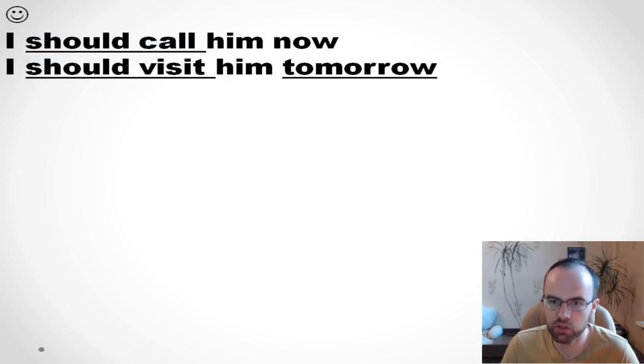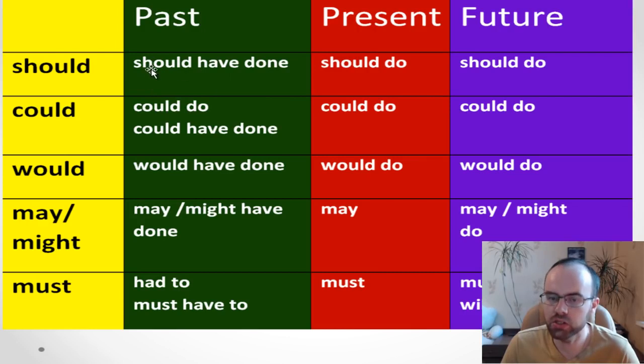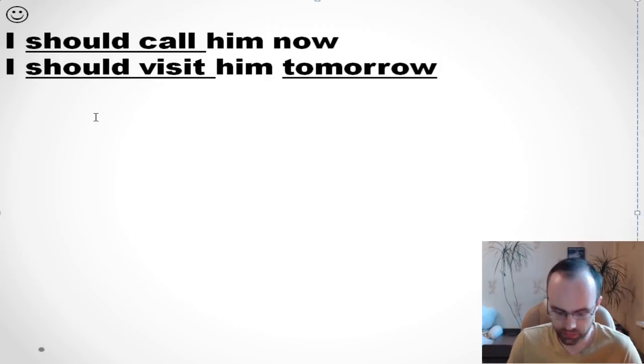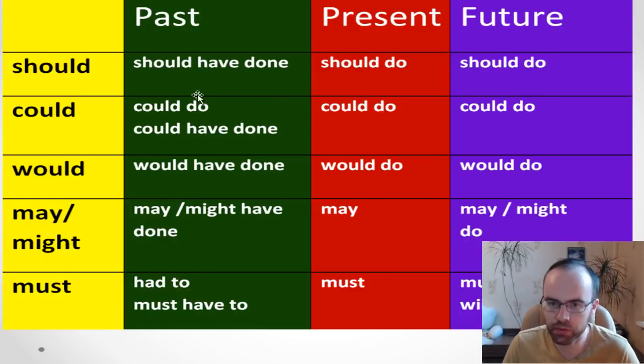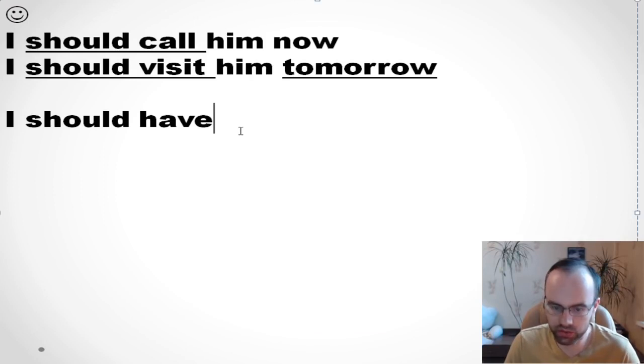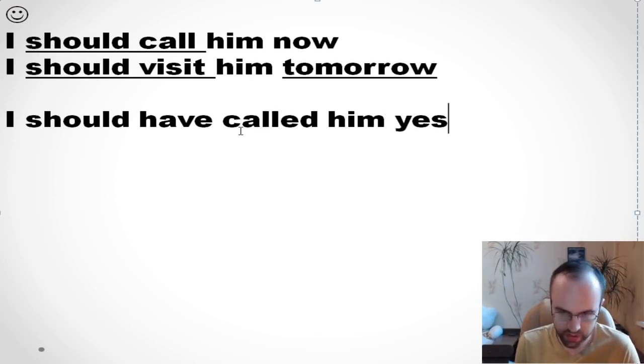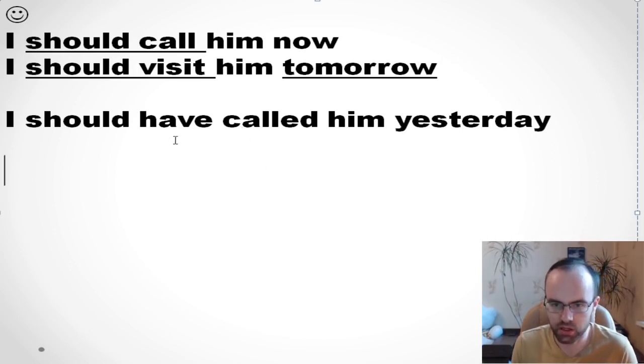Okay, if you want to talk about the past, you need to use this structure: should have plus the third form. Look. So if it's about the past, for example, if it's about yesterday, I need to say I should have, right, should have plus the third form. I should have called him, for example, yesterday. I should have called him yesterday.